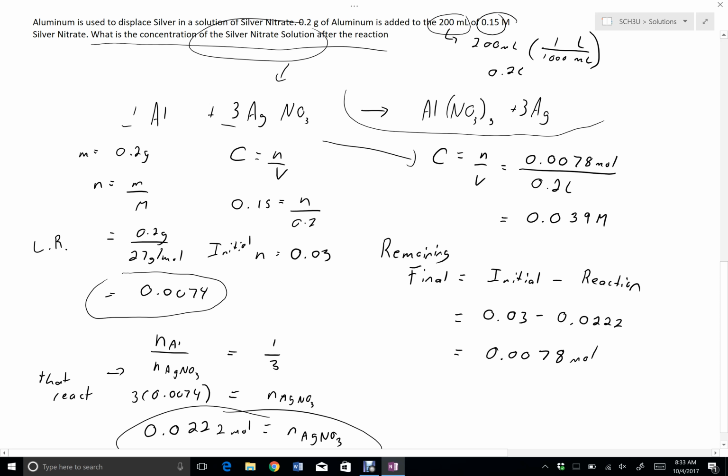So I had some silver nitrate and aluminum. The aluminum ran out first. I figured out how much aluminum there was and how much silver nitrate it would have used up when it ran out. And that's what this is. And then I can put that back in the form of a concentration. So this is the concentration of silver nitrate after the reaction.